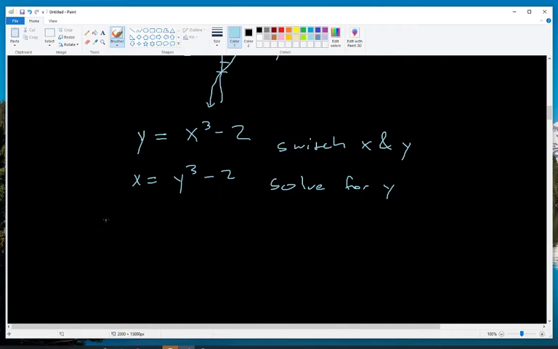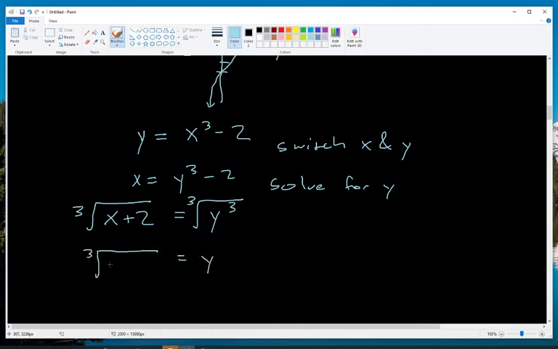So this negative 2 needs to add back across as a positive 2. And then I need to get rid of the cube. To get rid of the cube, I apply cube root to both sides. Since we're using an odd root to undo an odd power, we don't need the plus or minus. It's only if we're undoing even powers with even roots. So we get y equals cube root of x plus 2.